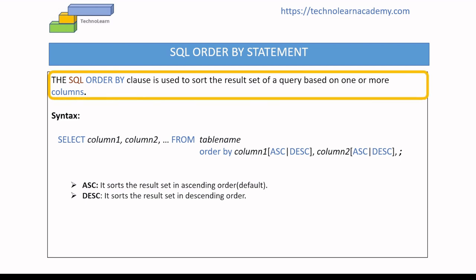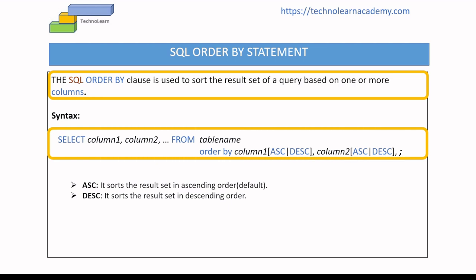The order by clause is used to sort the result set of a query based on one or more columns. This is the syntax for the order by clause. In the order by clause, we use two options. Either we can sort the data in ascending pattern or we can sort the data in descending.